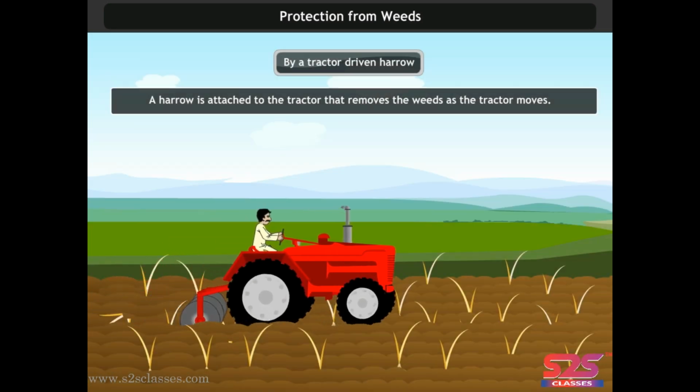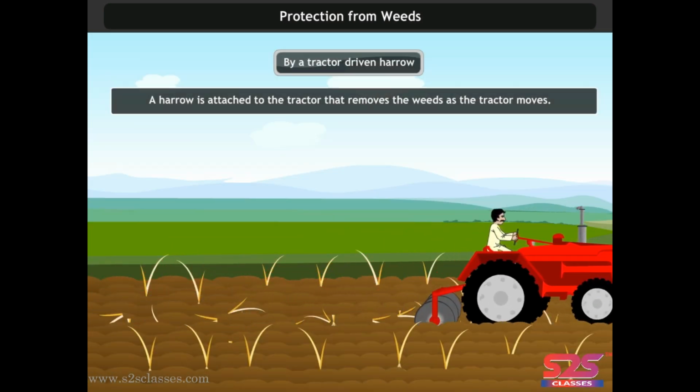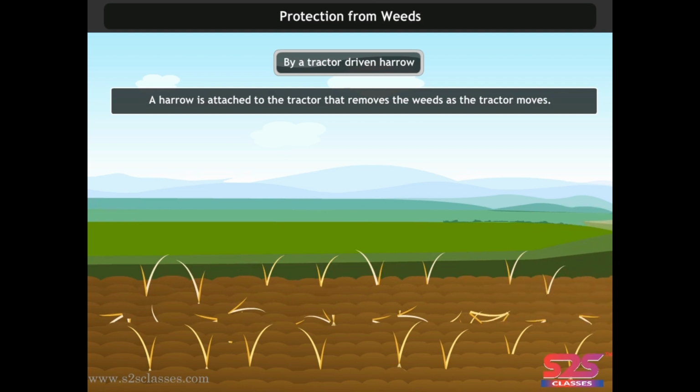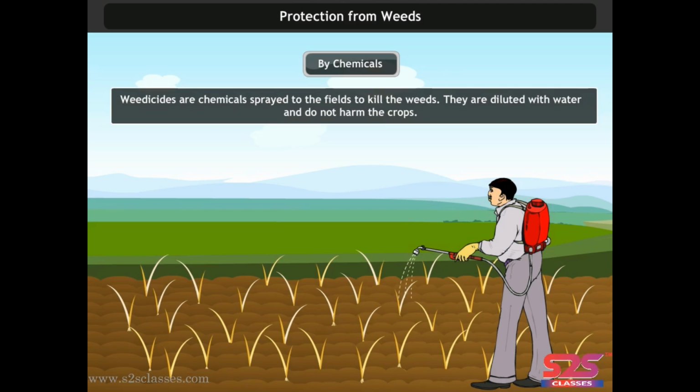By a tractor-driven harrow. A harrow is attached to the tractor that removes the weeds as the tractor moves. By chemicals. Weedicides are chemicals sprayed on the fields to kill the weeds. They are diluted with water and do not harm the crops.